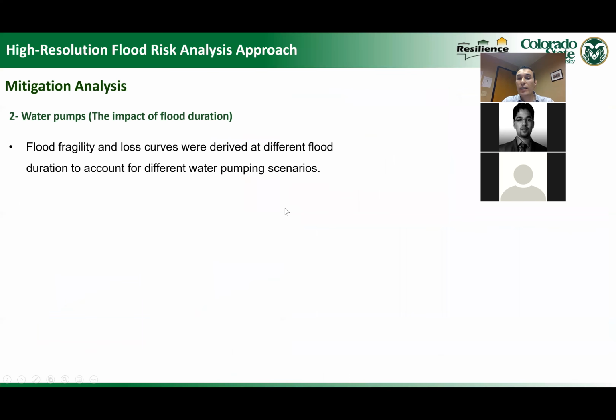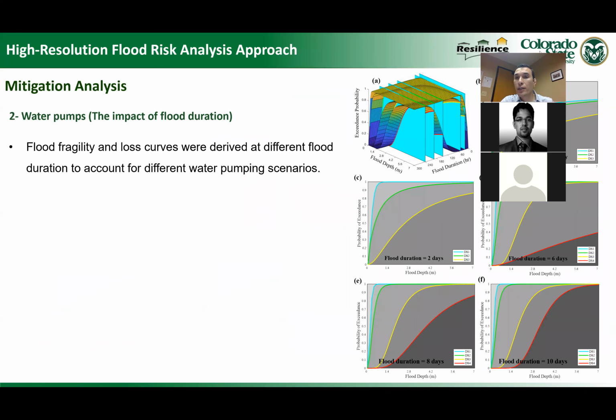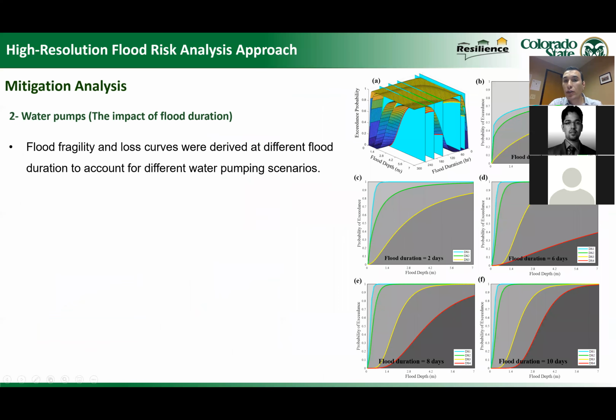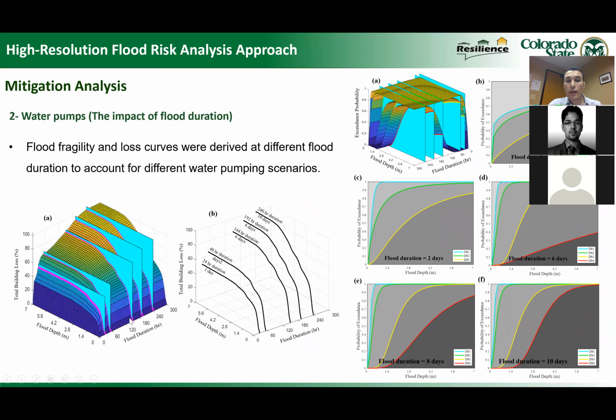Also, we investigated the impact of flood duration. As we have a multivariate fragility function and loss function here, if we were able to decrease the flood duration, this would affect it, but it depends on how much the duration will be decreased. Like if the building has already been flooded for 10 days and I reduce the duration to 8 days, I will not be able to save that much. But if it's 10 days and I reduce the flood duration to 2 days, I might be able to reduce the losses by like 30 or 20%.